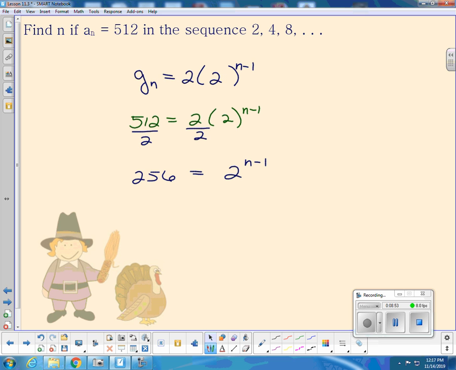Now, there are a couple ways you can do this. You can take the log of both sides, drop down the n minus 1, divide the logs, whatever. Or you can say, wait a minute, 256 is a power of 2. 256 is 2 to what power? Using your handy dandy calculators, it's 8, right? So we have the same base, therefore we can ignore the bases and set the exponents equal. So your n equals 9.